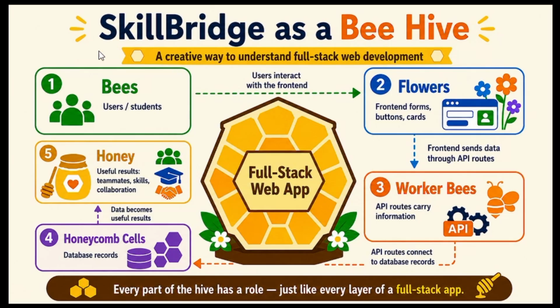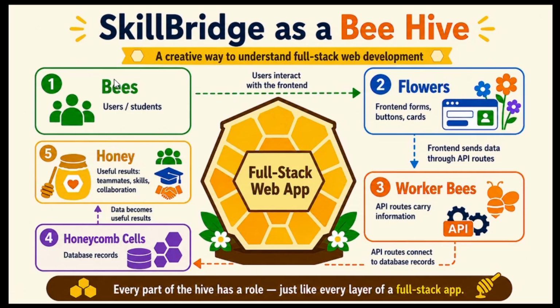So let's start with the first part, the bees. Here the bees represent the users or the students. In a project like mine, SkillBridge, the users are students who come to the website to find teammates, share skills, or collaborate on projects. The users are the reason the whole system exists. Without the users, the website is just code sitting there without anybody to use it. So the users interact with the website by clicking buttons, filling out forms, searching, reading profiles, and applying to collaborate.